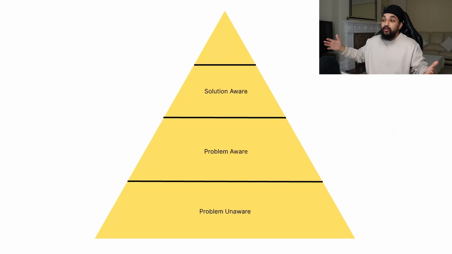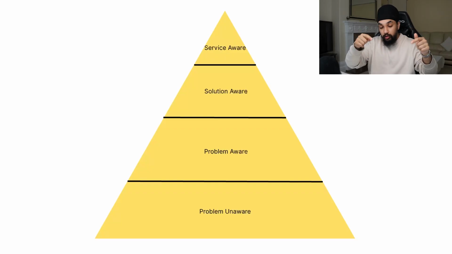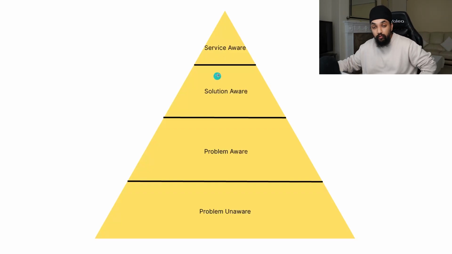The next level is obviously solution aware, right? Someone goes from, I don't even know I have a problem, to, okay, I know that this is a problem, it's causing me some sort of pain. And then it's solution aware of like, okay, I know that there's some sort of solutions out there. The top level is what every business owner wants, and it's service aware. And service aware is when your prospects become aware that your service actually exists to solve the problem that they have.